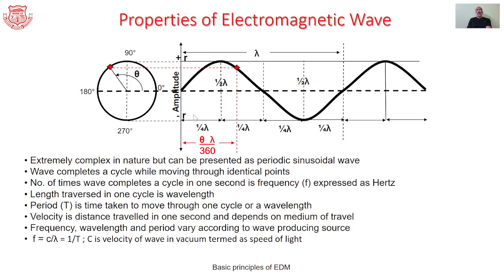A period is the time taken to move through one cycle. The velocity is the distance traveled in 1 second, and it is also related to the medium through which it travels. The frequency of the wave, its wavelength and period vary according to the wave-producing source. These terms are interrelated with the expression f = c/λ = 1/T, where c is the velocity of the wave in vacuum, and it is nothing but the speed of light.